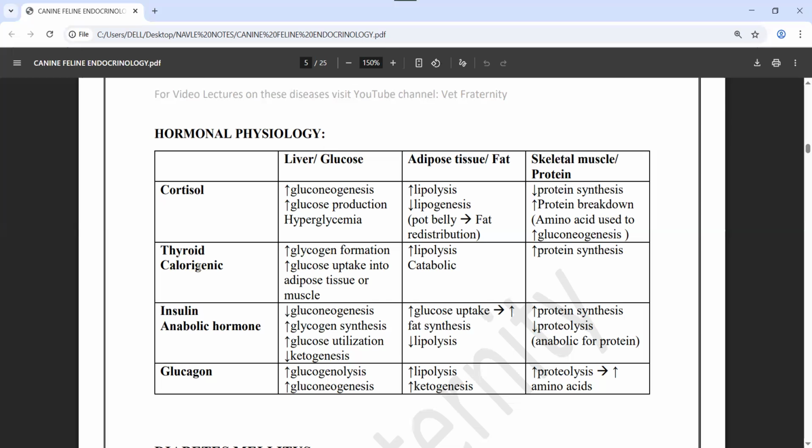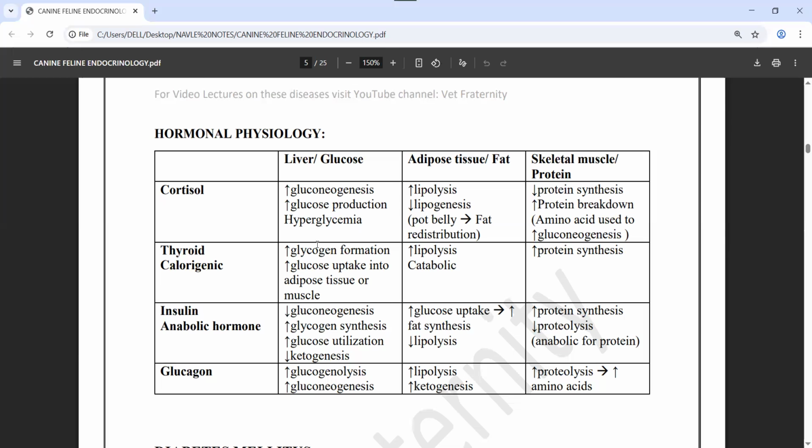Number two we have is the thyroid gland. Thyroid gland is called the calorigenic gland. Thyroid hormone that is produced from the thyroid gland is called calorigenic because it has its role related to basal metabolic rate, and it functions on those calories and everything like that.